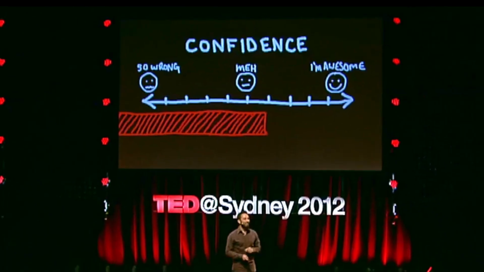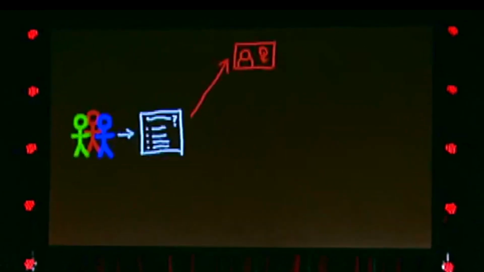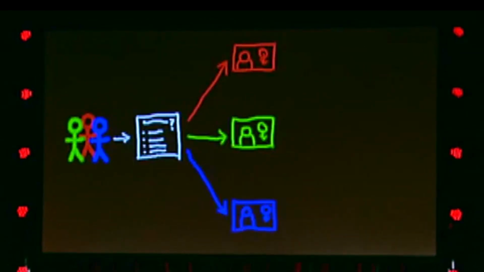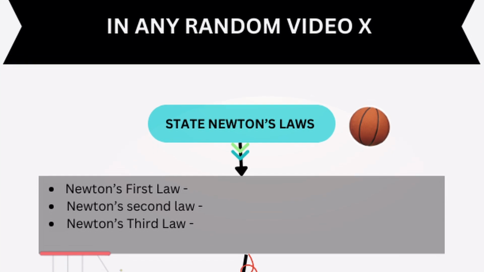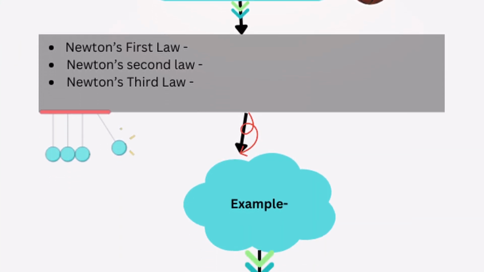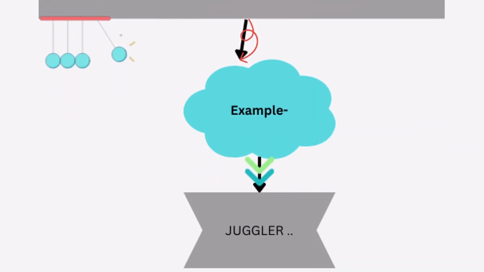Okay. And then I would randomly assign these students to watch one of several videos about Newton's first and second laws. They lasted about 8 to 10 minutes. So in a standard exposition video, I would say something like this to them. Well, we would state Newton's laws, and then we would apply it to a real-world example, like a juggler.